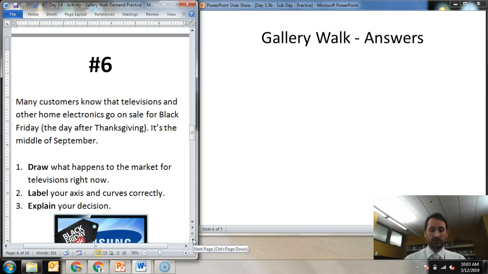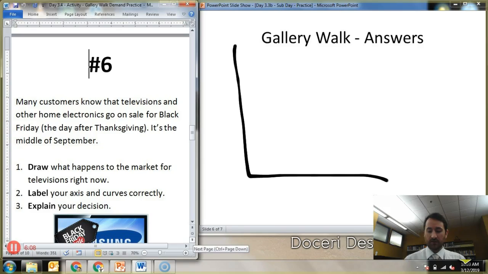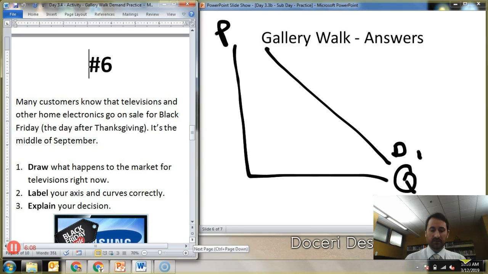And number 6. Now we haven't done one like this yet. We identified this non-price factor, but you haven't yet seen a scenario with it. So take a close look at this. We know that televisions is the good or service here, and they go on sale on Black Friday. Black Friday is November, but right now it's the middle of September. So what happens right now to the demand for televisions?